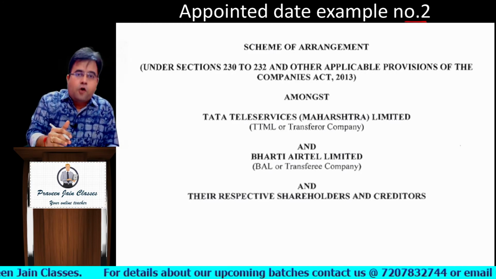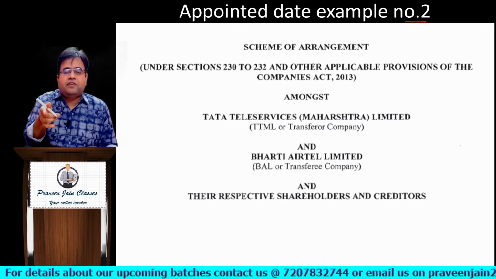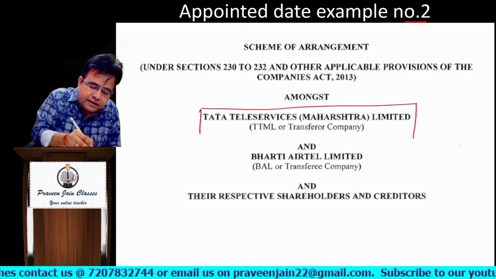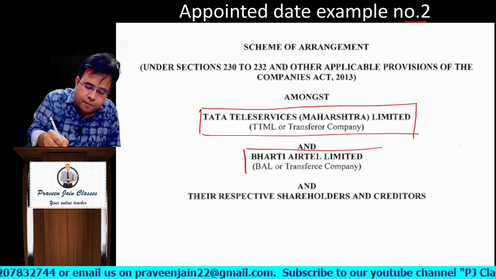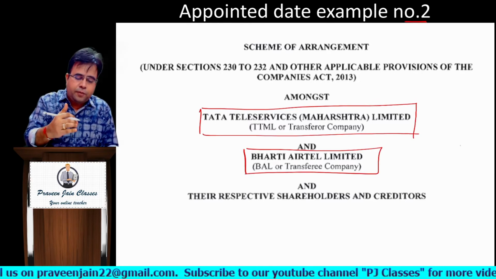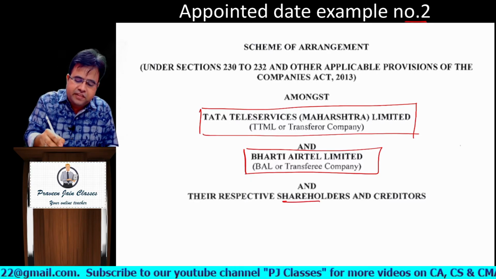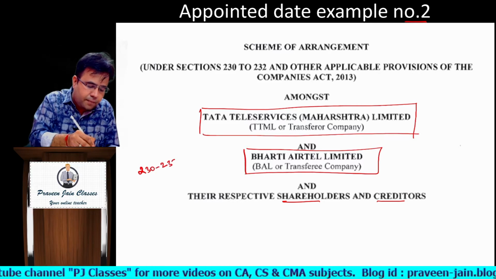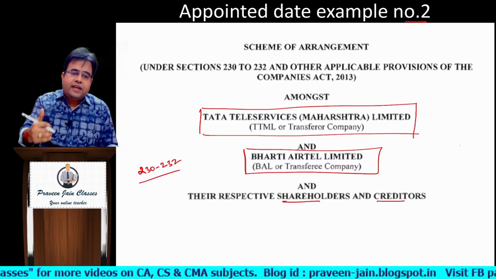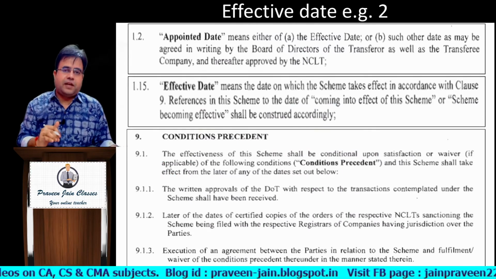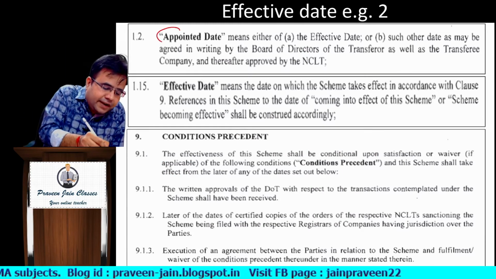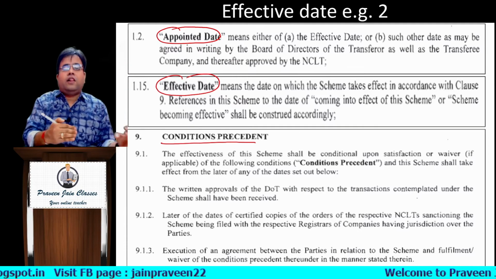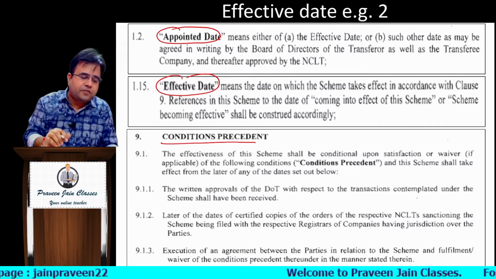Now this is a compromise or arrangement involving merger, acquisition, reconstruction of these two companies, sir. So who are these companies, sir? Tata Teleservices, and next is your Bharti Airtel, sir. Okay, so between the two there is a compromise also involving their shareholders and creditors. Okay, very good. And compliance with sections 230 to 232 is required. Now when you go through their scheme, sir, you will be finding this particular point, sir. Now appointed date, next effective date, then condition precedent. So all these three are extracted from their compromise or arrangement scheme.